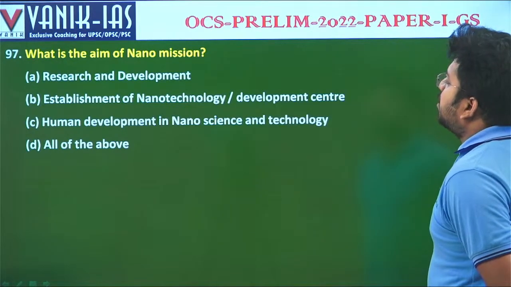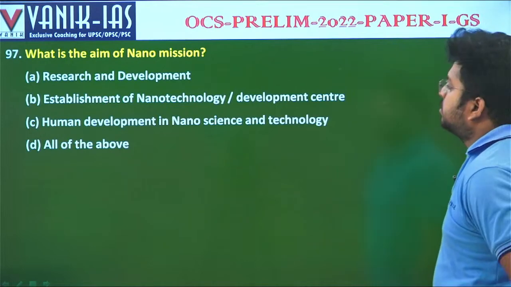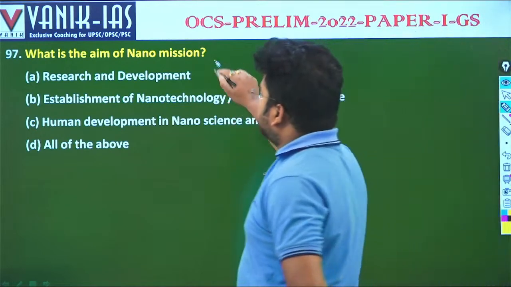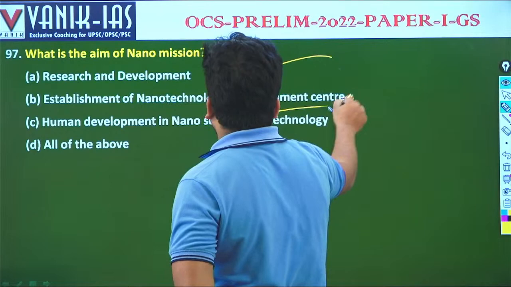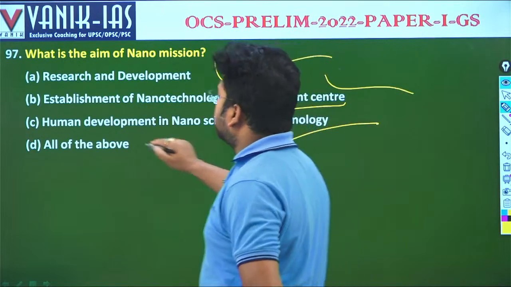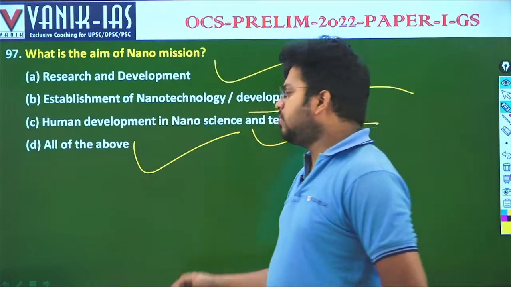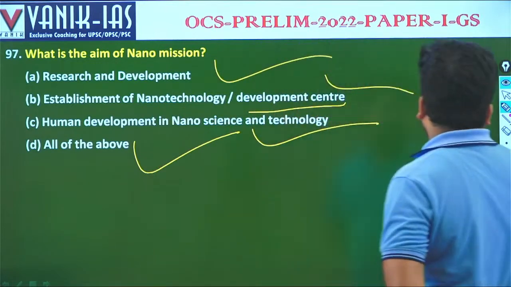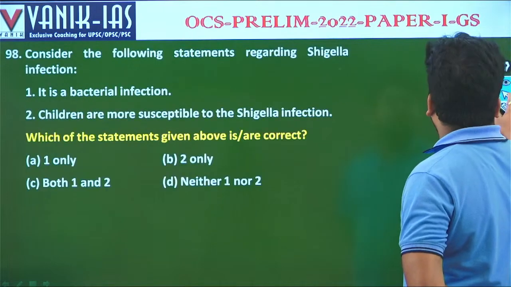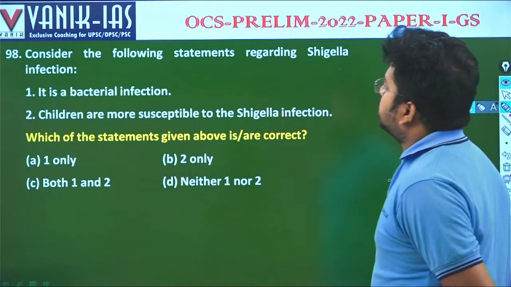What is the aim of the nano mission? Research and development, obviously. Establishment of nanotechnology development centers. Yes. Human development, nanoscience and technology. So all of the above. Whenever they ask about aim or region, then all of the options will be right. General applications are generally right in 90% of the cases.